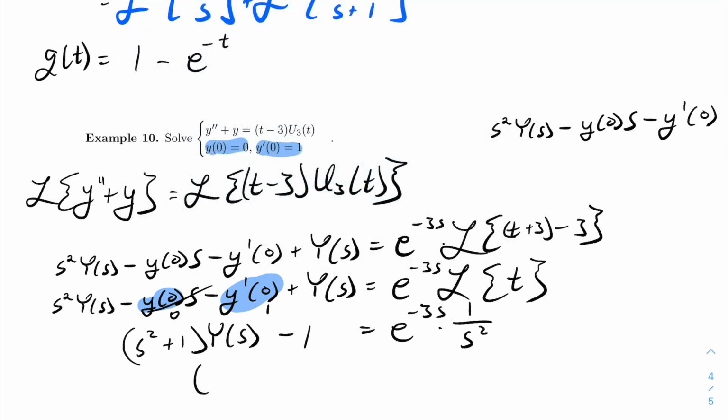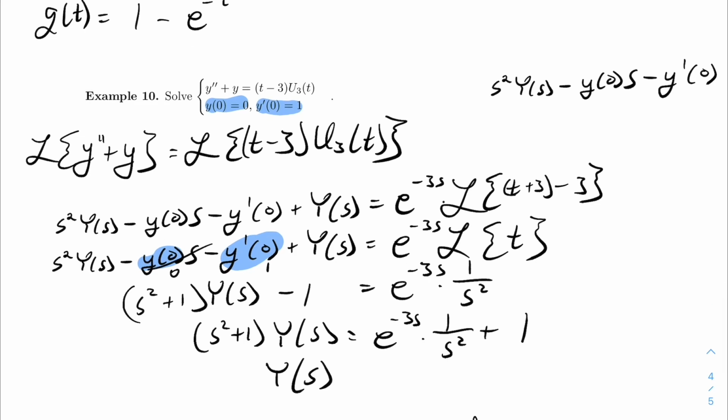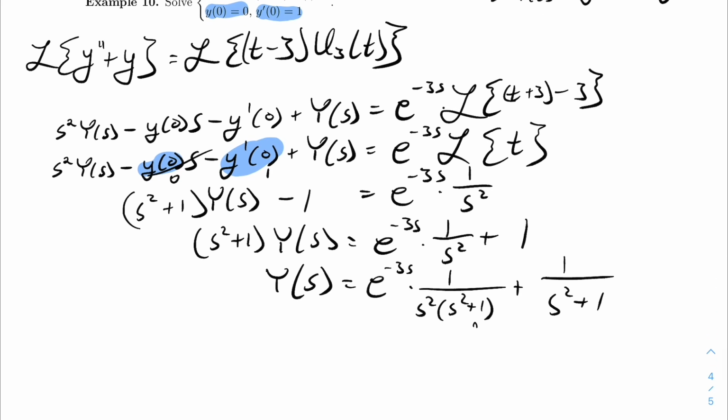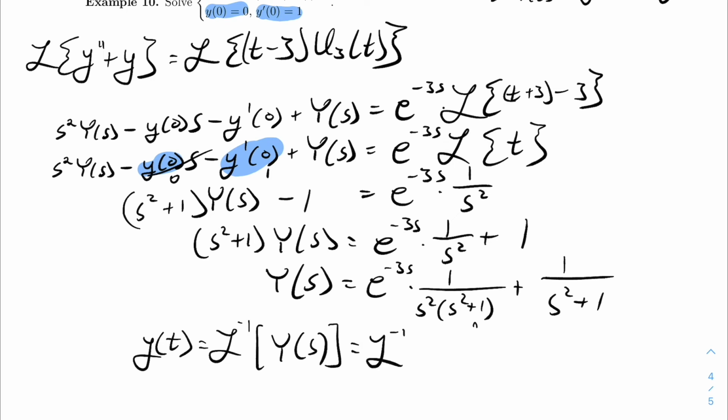Now let's solve for Y of s. We divide by s squared plus 1. This would be just plus 1 over s squared plus 1. And now we're almost done. We just need to take the inverse Laplace transform. So little y of t is just L inverse of Y of s, which is just L inverse of our right-hand side.